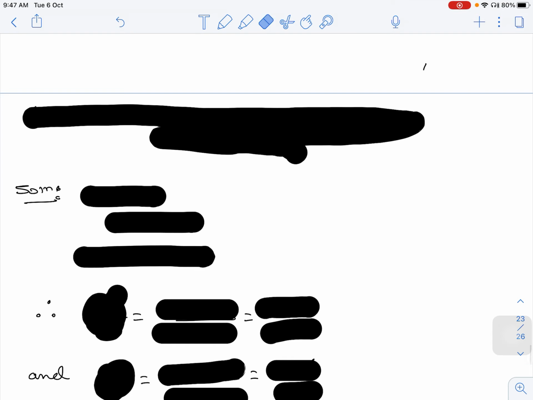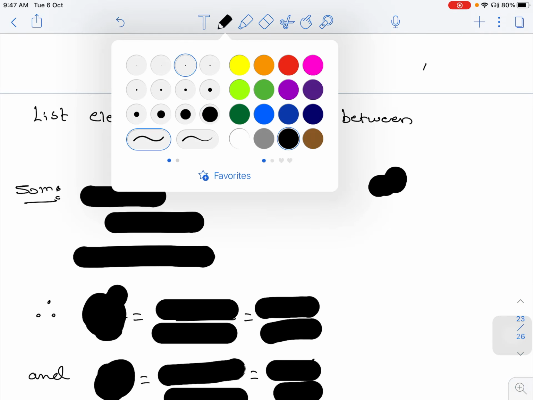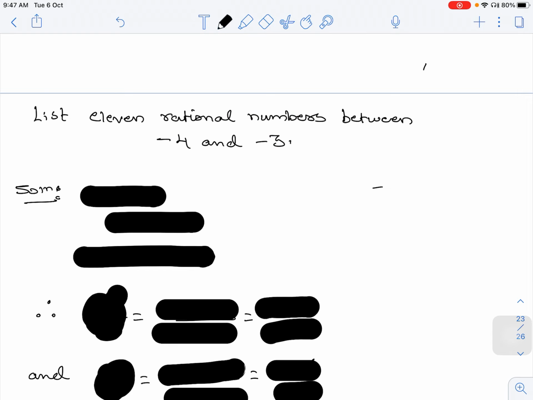Now consider an example. Suppose we have to list 11 rational numbers between -4 and -3. For inserting rational numbers, one condition is that both the numbers should have the same denominator. Right now -4 does not have any denominator, so we can write it as -4 upon 1, and -3 can be written as -3 upon 1. Okay, so let us see one by one.